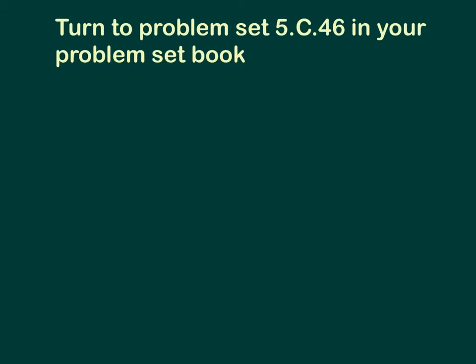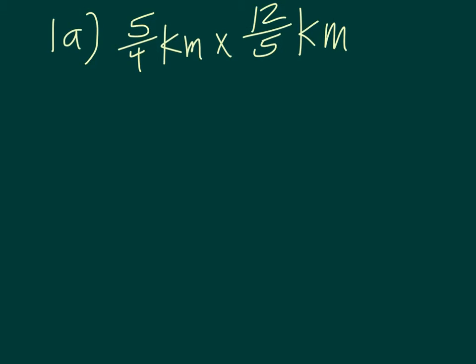Turn to your problem set 5C46 at the back of your orange problem set book. I would like you to pause the video and try 1A and B. You will have to determine whether you want to use the area model or if you would like to just use the straight multiplication model. Pause the video after you have attempted 1A on your own. Check your answers by pressing play.